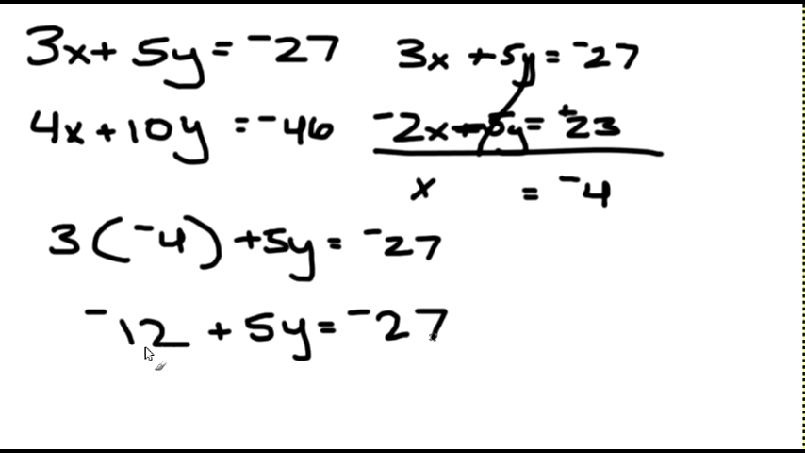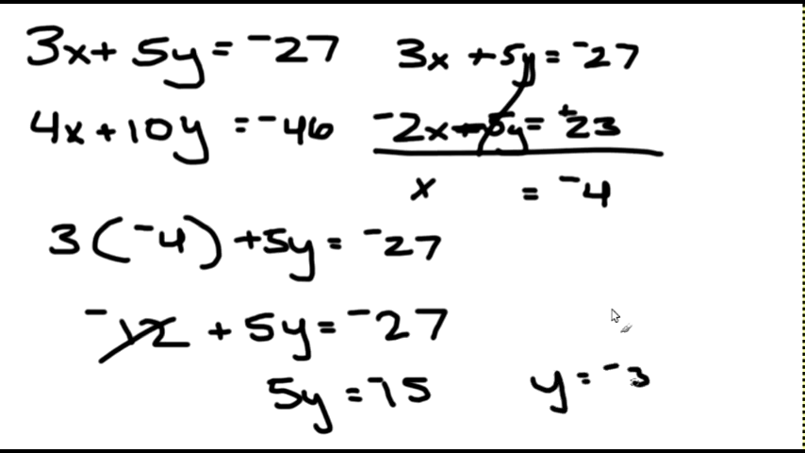So if we add 12 to both sides, we get rid of that 12, and then we have 5y is equal to 15. And, negative 15, I'm sorry. And then we divide negative 15 by 5, and so we get y is equal to negative 3. So our ordered pair would be negative 4, negative 3. And so that concludes our extra practice on systems of equations.